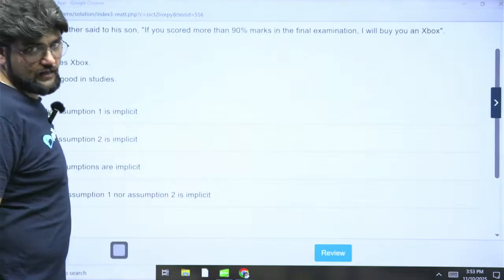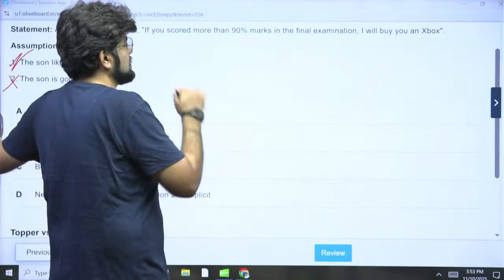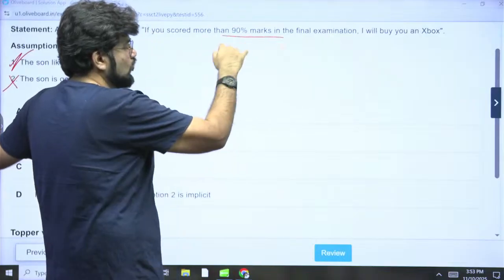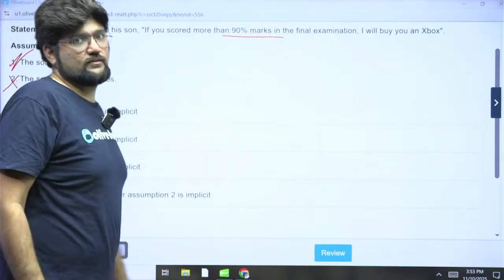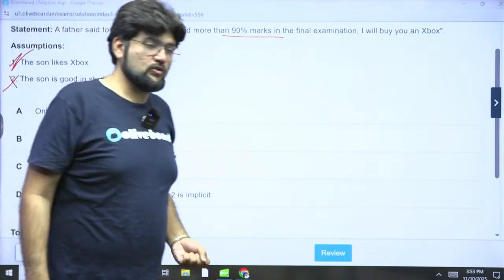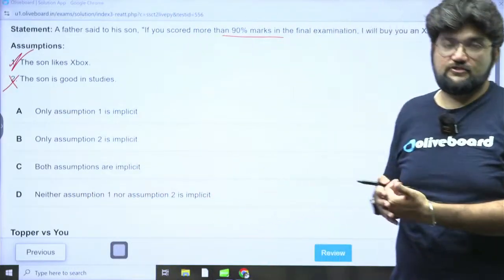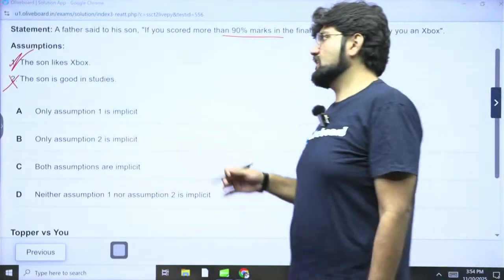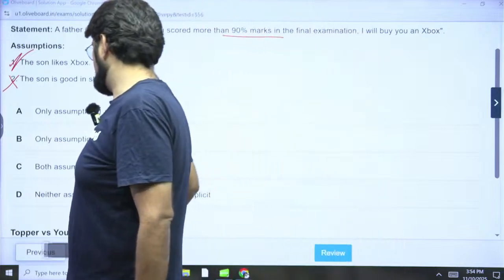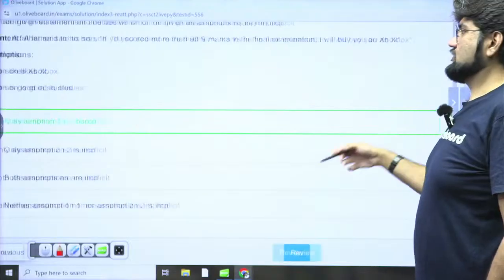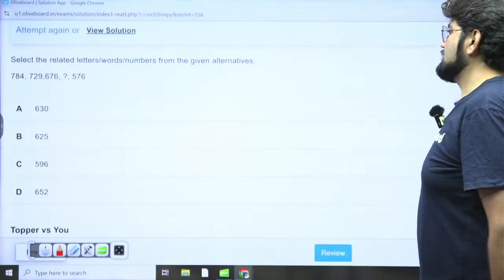Nothing can be assumed here about the level of studies the son does, because he's still telling him that if you score more than 90%, I will buy you an Xbox. So maybe if he has to give an incentive, maybe he was not very good in studies, but maybe he was better than average. We don't know the definition here. I think 2 cannot be assumed. 1 is the clear assumption here. 1 is implicit. Option A is the right answer. 26 seconds. Good one. Next.